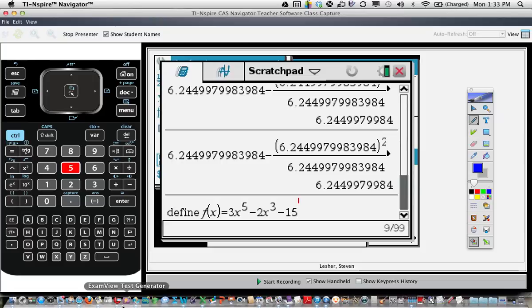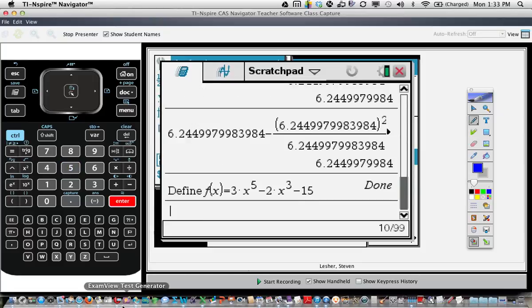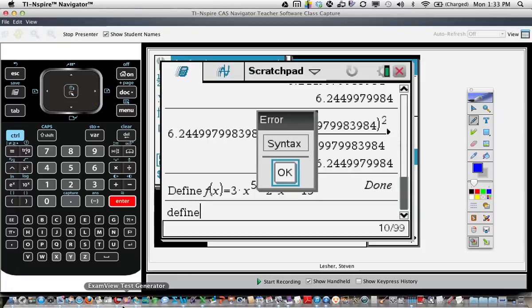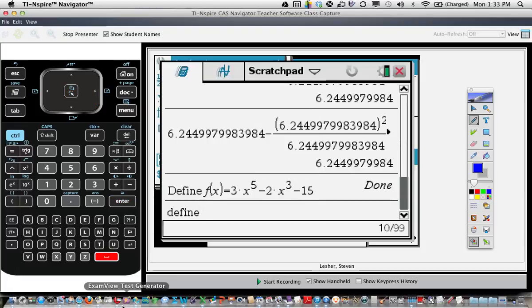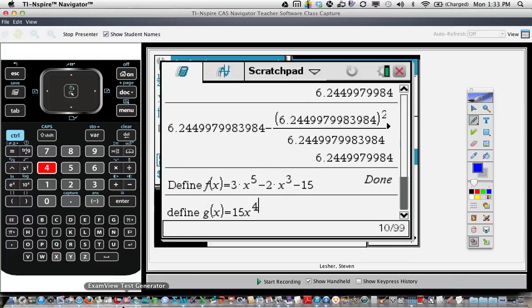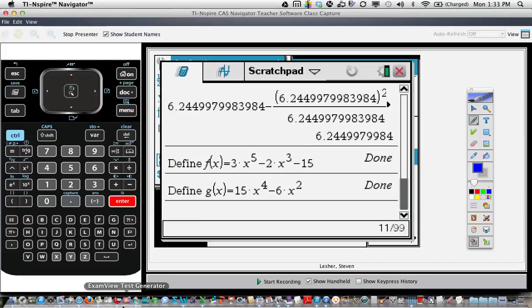All right, so go ahead and hit enter. So that defines f of x. And let's define g to be the f prime. Okay, so define g of x. And here's where you could let the calculator do the derivative for you, or this one's so easy, it's probably faster to do it ourselves. So what do we got? 15x to the 4th minus 6x squared. Okay, go ahead and hit enter. So, all right, now there's our f and our f prime.